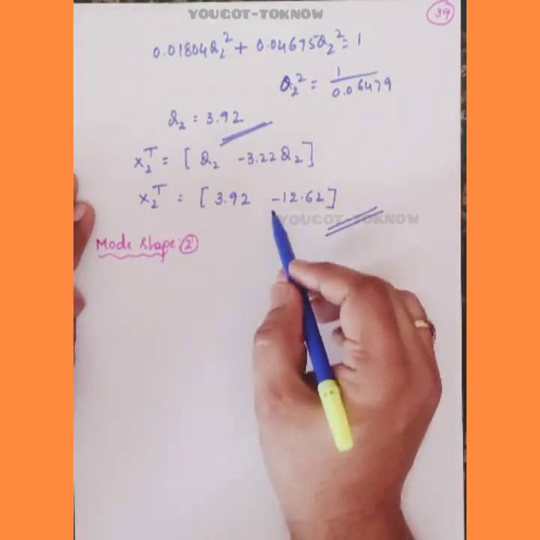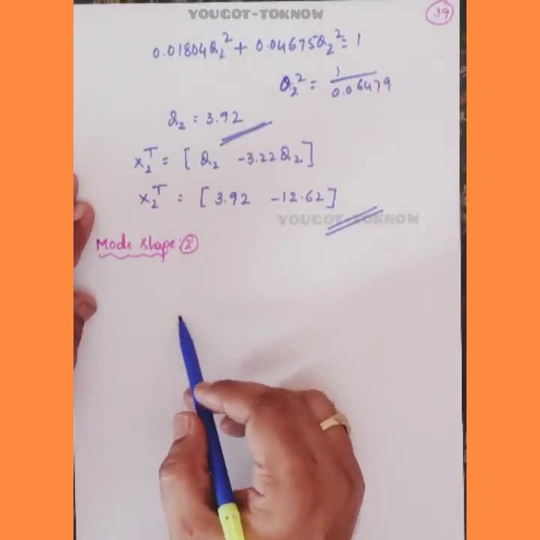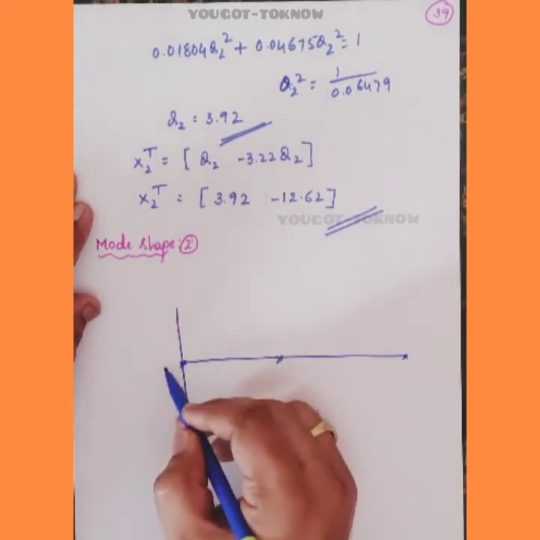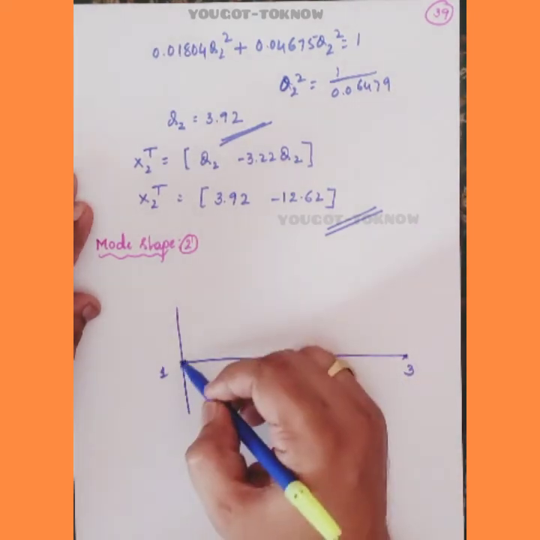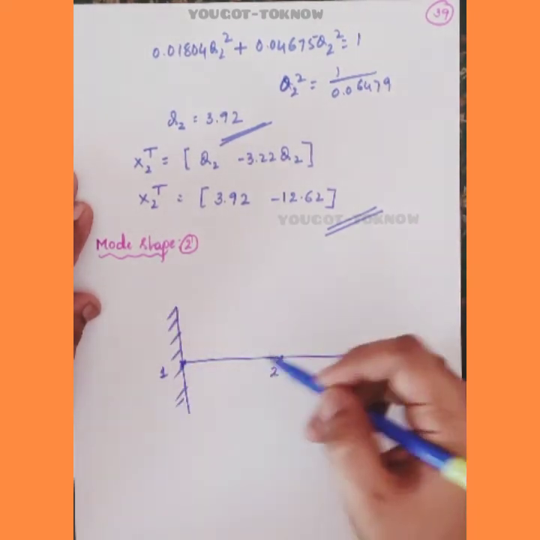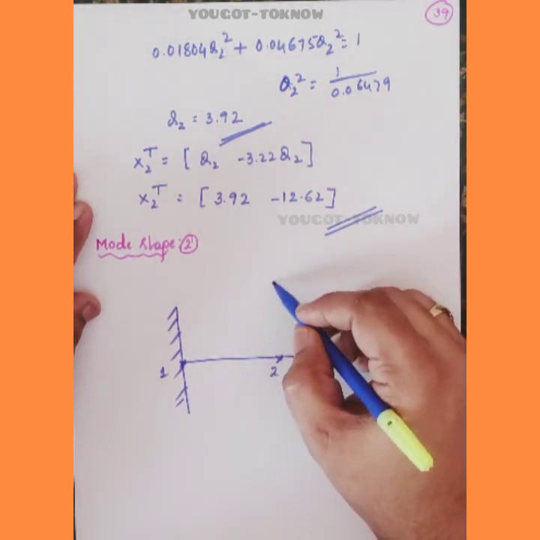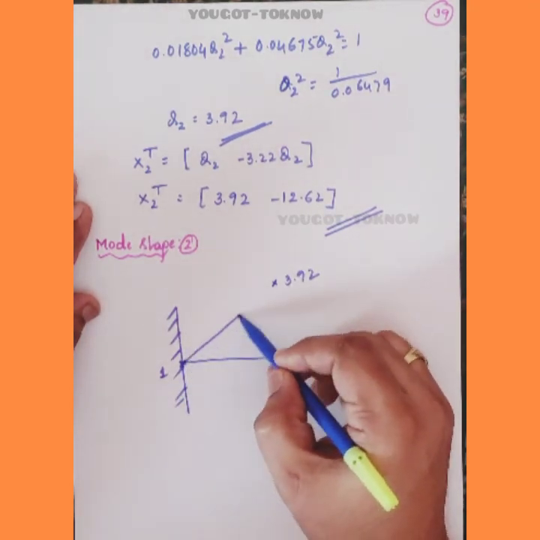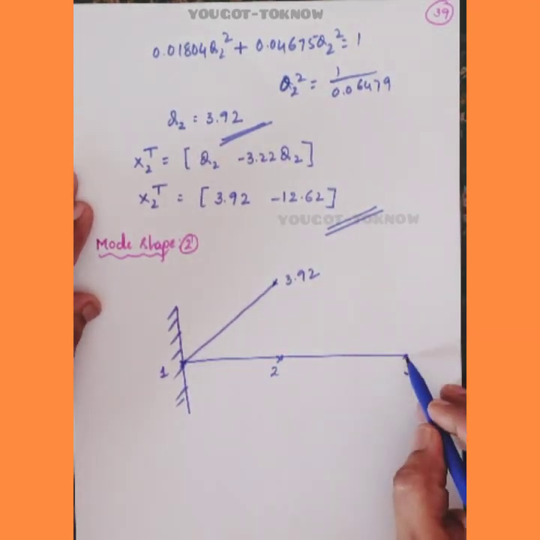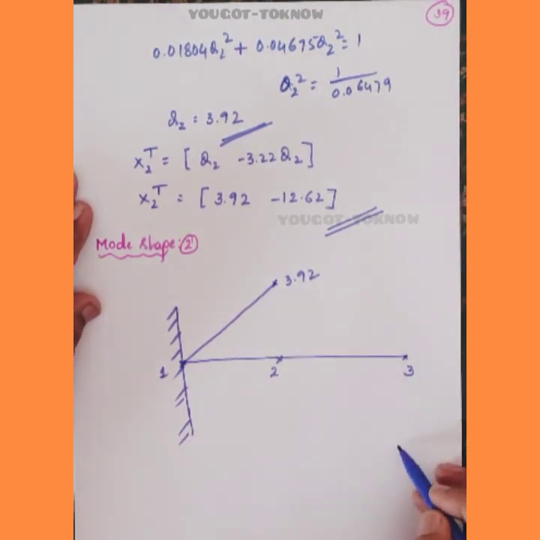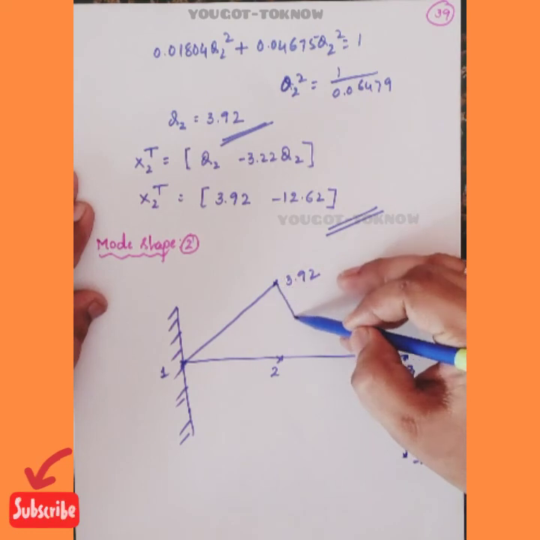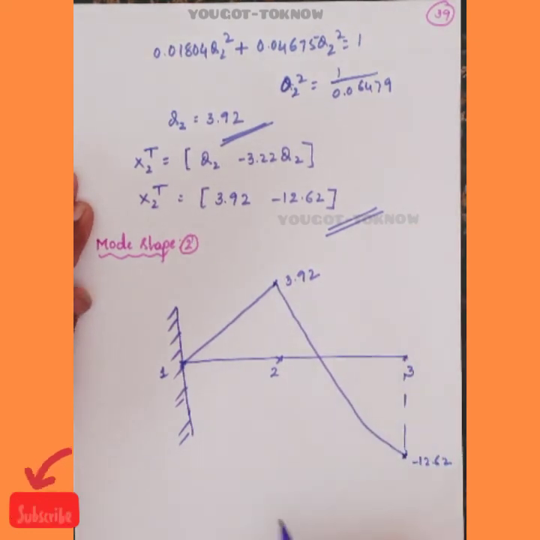Now, with respect to this, you have to write a mode shape. Same thing repeated. Observe here, write three nodes: 1, 2, and 3. Node 1 is 0 because it is a fixed end. It is 0 at this particular point. Node 2 is 3.92. I am taking the dimension 3.92 with respect to this axis. It will go up to 3.92 like this. That means Q2 at this point. Now, for node 3, I get minus 12.62, not exactly to scale, but it will come like this. Now, you join this. You join this.